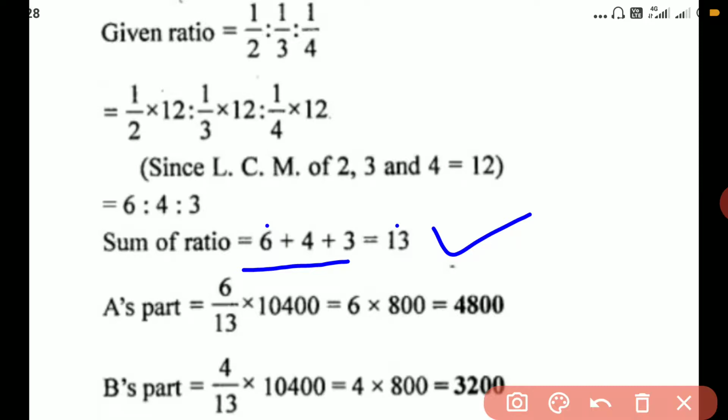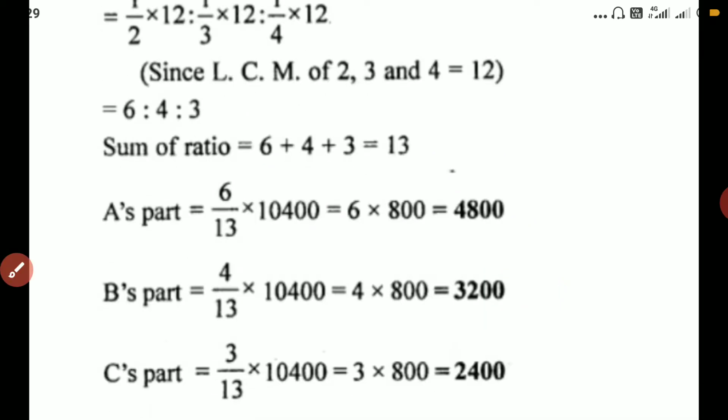The amount was 10,400. Now this 13 can cancel 10,400 800 times. Okay, it can cancel 800 times. Please do the division and check. So 13 into 800 should give me 10,400. So then 800 into 6 will give me 4,800, right? It will give me 4,800.